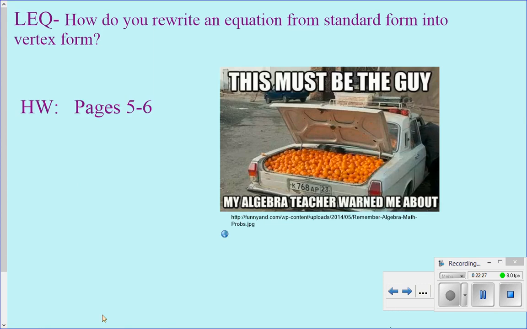Homework for tonight is pages 5 and 6 in your Unit 4 packet.